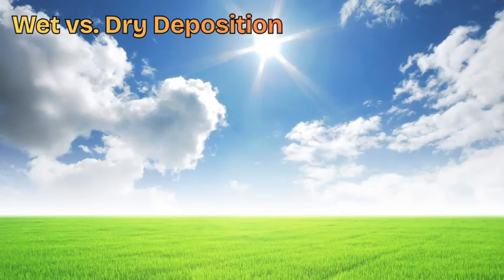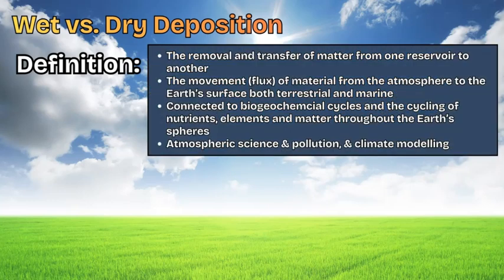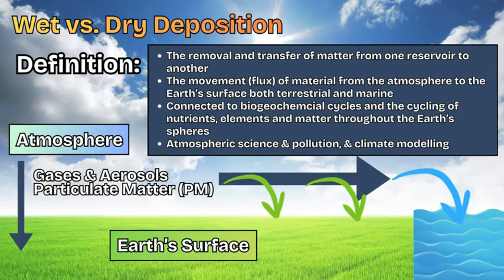The term deposition is defined as the removal or the transfer of material from one area to another. In this video, we're looking at the flux, or the transfer or migration of material, be it a gas, an aerosol, or particulate matter, from the atmosphere and then placed onto the Earth's surface, be it the terrestrial surface or the aquatic or marine surface. But it's the study of movement from the atmosphere and material being removed and then deposited, or laid down, on the surface of the Earth.